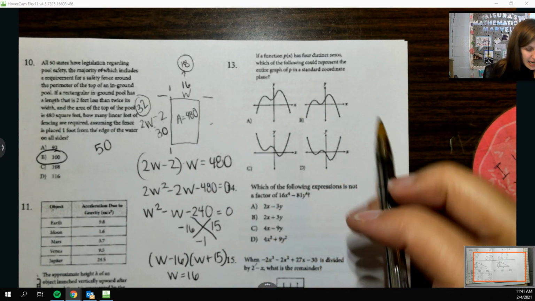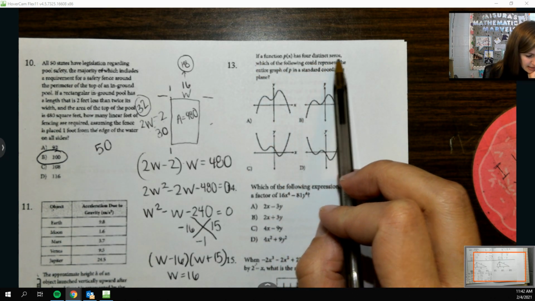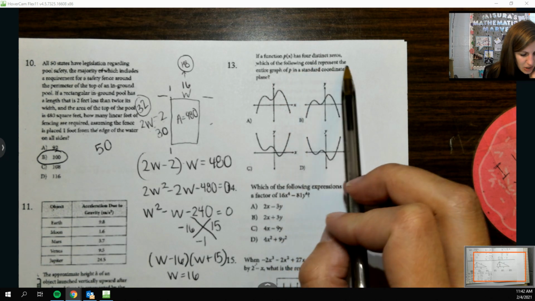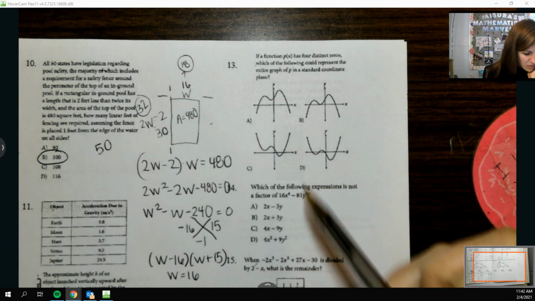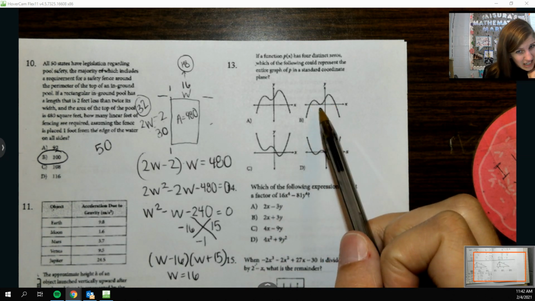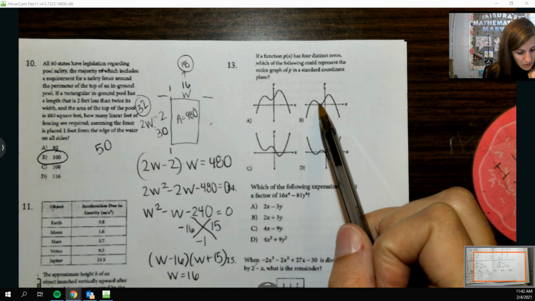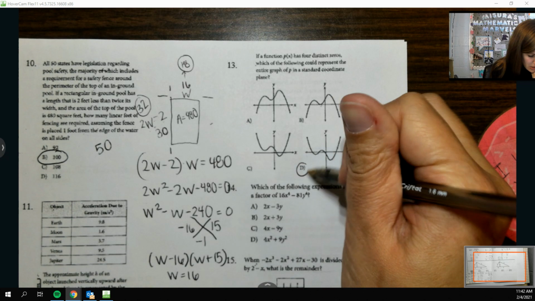Polynomial land, let's go there. So 13, I'm going to get interrupted by a bell. I'm so sorry. If a function p of x has 4 distinct zeros, which of the following could represent the entire graph of p in a standard coordinate plane? So having 4 distinct zeros just means has 4 x-intercepts that are all different. So this only has 2, this only has 2. This has 3, but kind of 4, but that fourth one is the same right there because it's a bounce. This one has 4 distinct, so D.